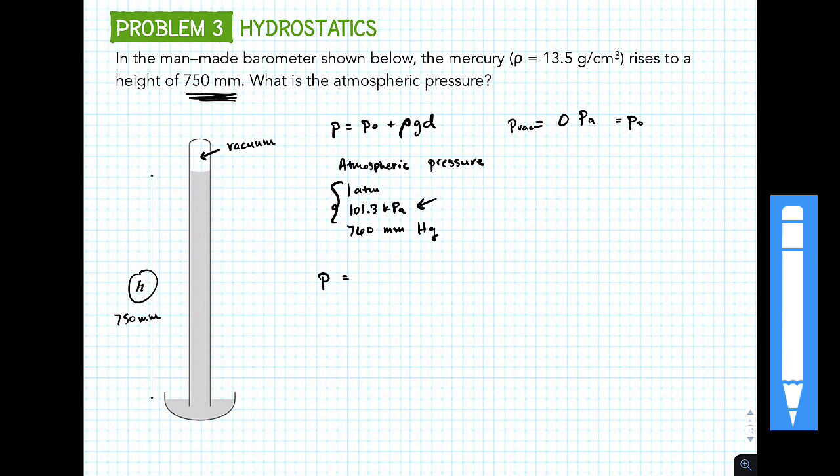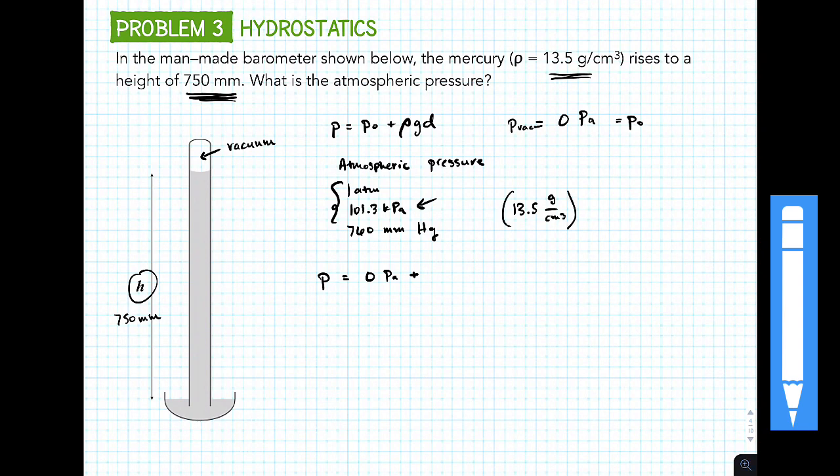So P is equal to P naught, which is 0 pascals, plus the density of mercury. Now you'll notice this is in grams. We're going to need this to be in kilograms in order to get the right units. So how many grams are in a kilogram? Well, that's 1,000. But the other tricky thing is this is in centimeters cubed, so you have to convert from centimeters cubed to meters cubed. So if you have 13.5 grams per centimeter cubed, you actually have to do the conversion.